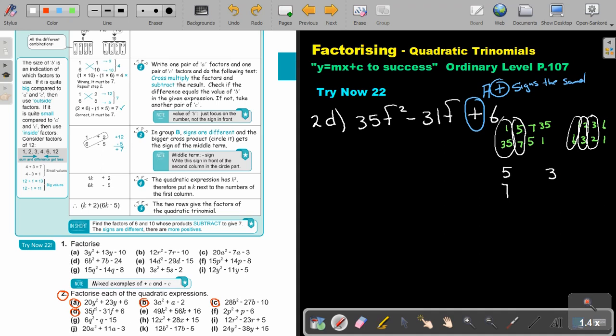Let's get that 7 correct. And 3 and 2. So this is 21 plus, remember it's group A, plus 10. And that will be 31. So it's 21 plus 10, which will be 31. The signs will be the same, and both will take the sign of the middle term. And that's negative, negative, not always positive. Look at this middle term.